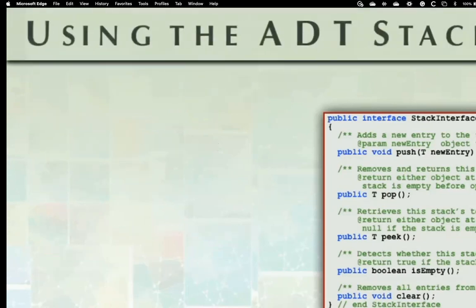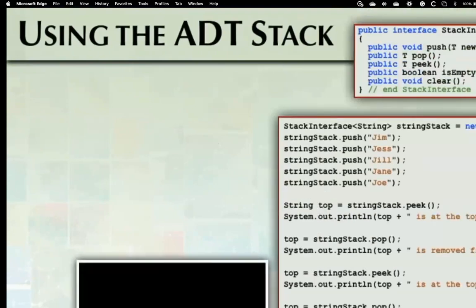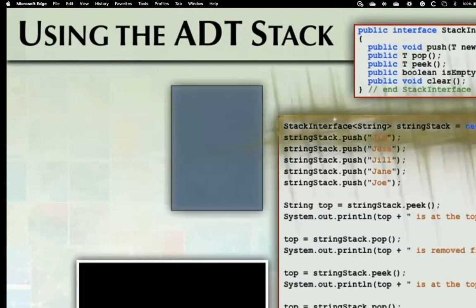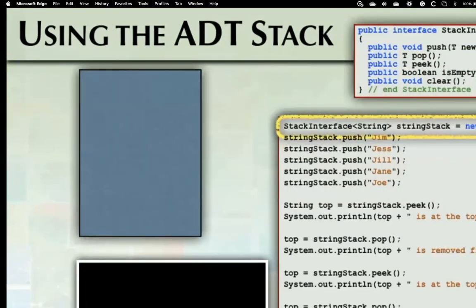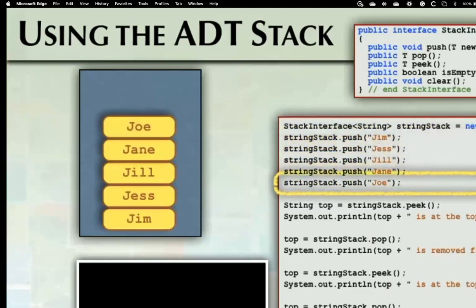To save some space, I'm going to remove the comments from our interface listing. Here's a short code snippet that creates an empty stack to hold string objects. It adds several items to the stack and then retrieves and removes 2 of them. We begin by creating an instance of a stack implementation to hold our collection of strings. 5 names are pushed onto the stack. The first name pushed onto the stack is at the bottom.